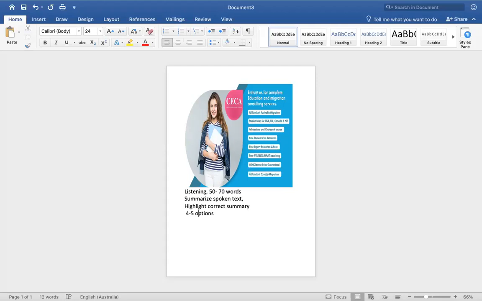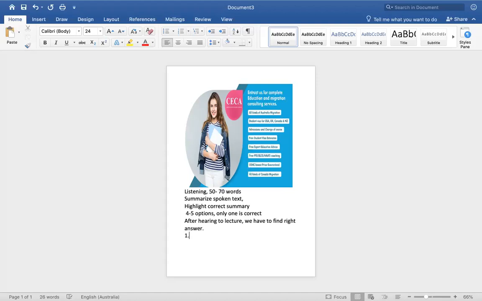It's sort of a vice versa item type. In Summarize Spoken Text, we're hearing a lecture and we're writing a summary. Here, we are hearing a lecture, and we are finding a summary out of the given ones, right? So these are much alike, that's why we're doing them together. 4 to 5 options, only one is correct, right? And after hearing the lecture, we have to find the right answer. So how are we doing that?